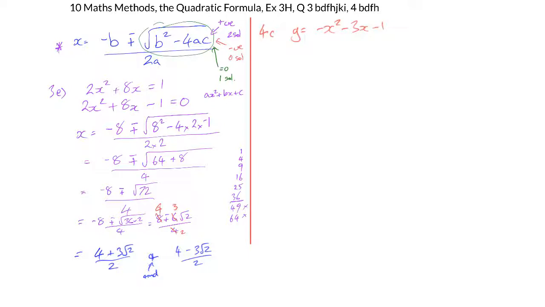So to find the x-intercepts, remembering that that's when y equals 0, so 0 equals negative x squared minus 3x minus 1. You can try the AC thing, it's not going to work with this one. So x will equal negative b plus or minus the square root of b squared minus 4ac, all over 2a. B is negative 3.